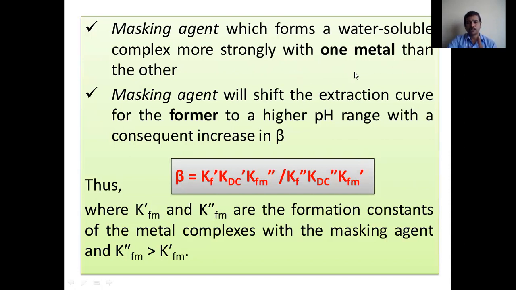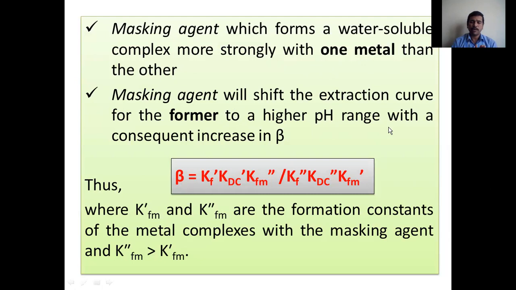Assume there are two metals present in the aqueous sample solution. Without using masking agent, by monitoring a suitable pH, if you do the extraction, both the metals may be getting extracted. In such cases, we will use masking agent. So masking agent is a reagent which, in the extraction process, will react with one metal to form a water soluble complex. Therefore, masking agent will shift the extraction curve for the metal which has been converted into complex to the higher pH value.